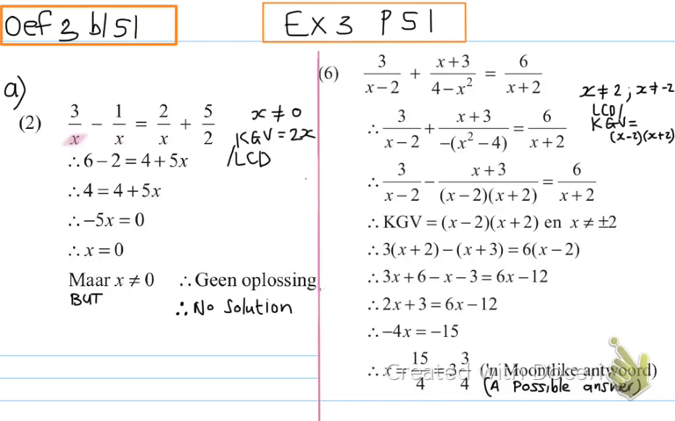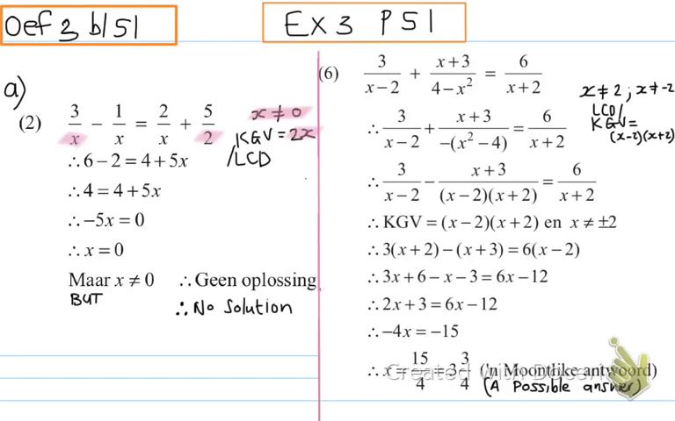So I'm just going to check for my LCD. My LCD is going to be an x, and then the x repeats, and a 2, so it's 2x. That will be my LCD. And what my restriction will be, x is not equal to 0, because if I have a 0 in the place of x, then I will have undefined.